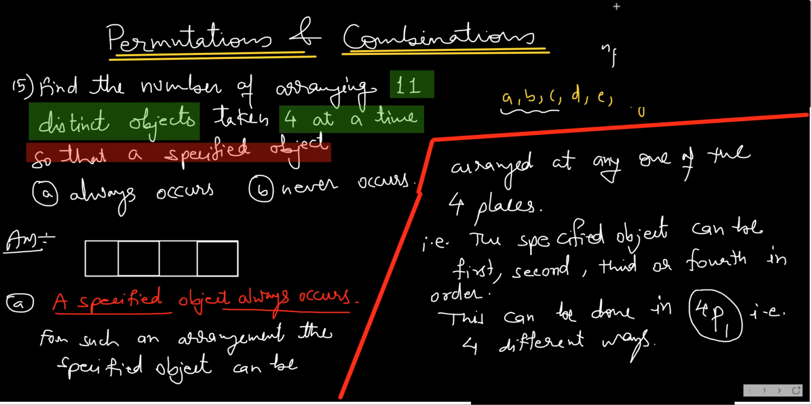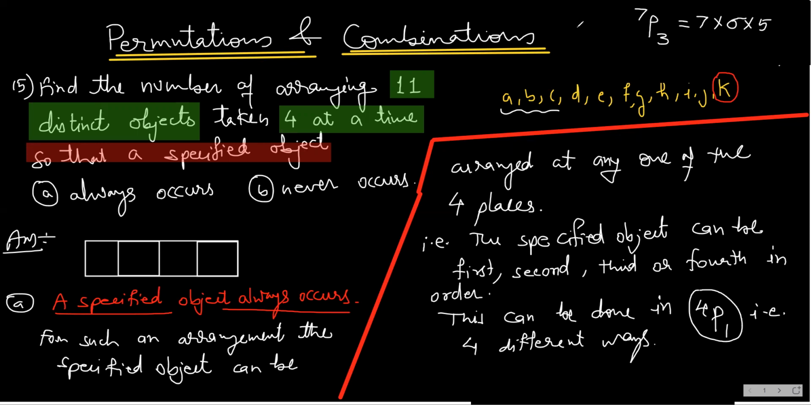The other way is, like if you remember when we say, suppose I have to write 7P3. How do I write it? 7 into 6 into 5.